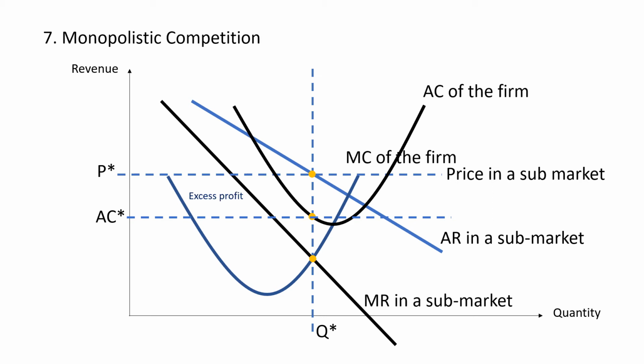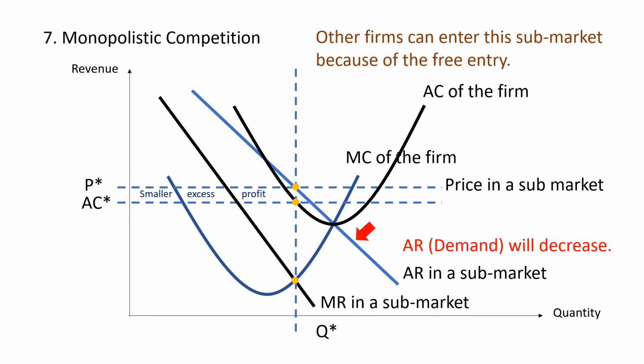In the long run, however, other firms would be able to imitate the products of that firm and try to extract the excess profit away from that firm. If other firms could achieve the imitation of the products, they can enter the submarket. Consequently, the size of the submarket that can be occupied by the first firm would be shrunk and smaller.